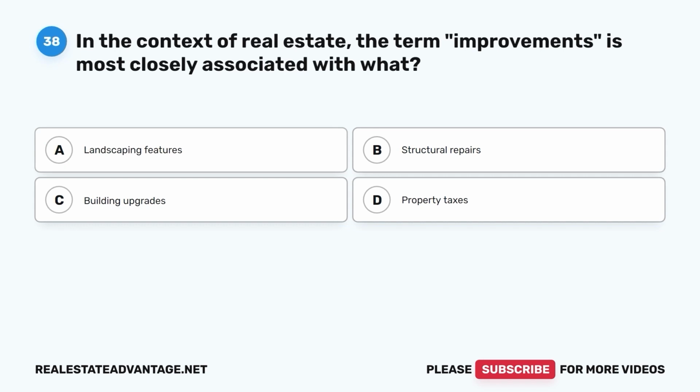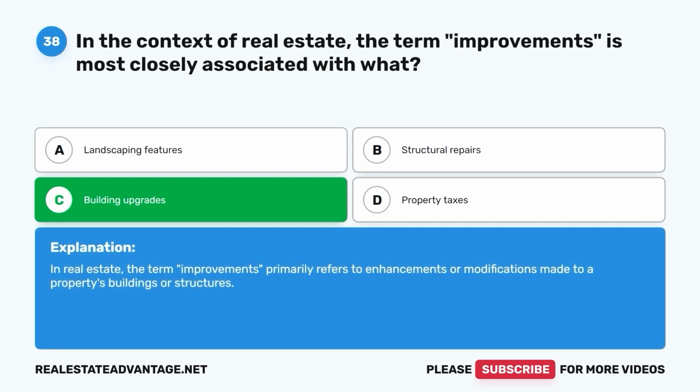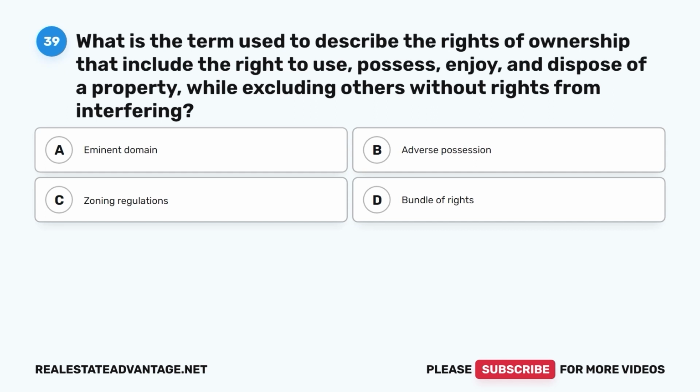In the context of real estate, the term improvements is most closely associated with what? A. Landscaping features. B. Structural repairs. C. Building upgrades. D. Property taxes. The correct answer is C. Building upgrades. In real estate, the term improvements primarily refers to enhancements or modifications made to a property's buildings or structures. Question 39.